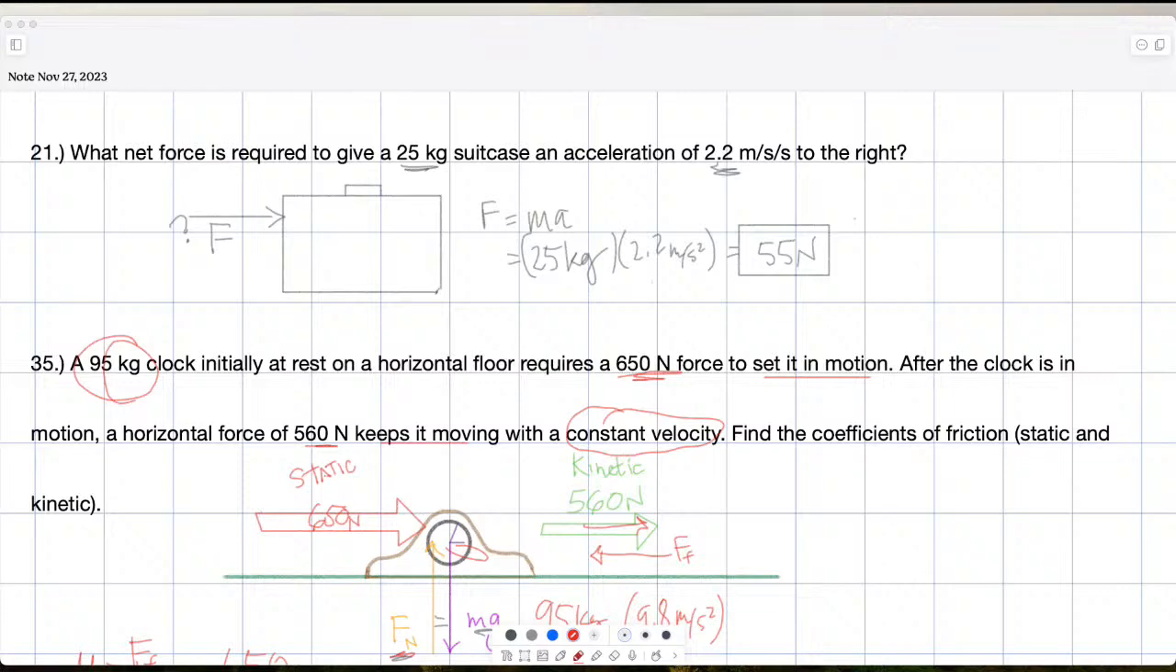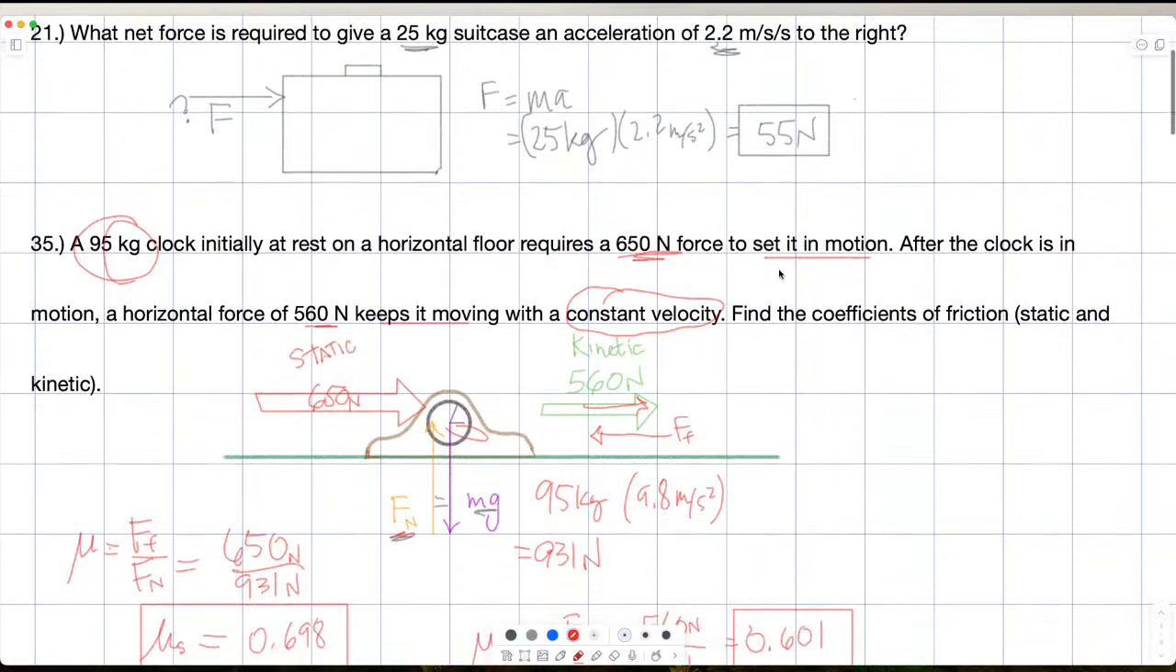So what force is required to give a 25 kilogram suitcase an acceleration of 2.2 meters per second squared to the right? So F equals ma. Mass is 25 and acceleration is 2.2. So multiplied, 25 times 2.2 is 55 newtons.